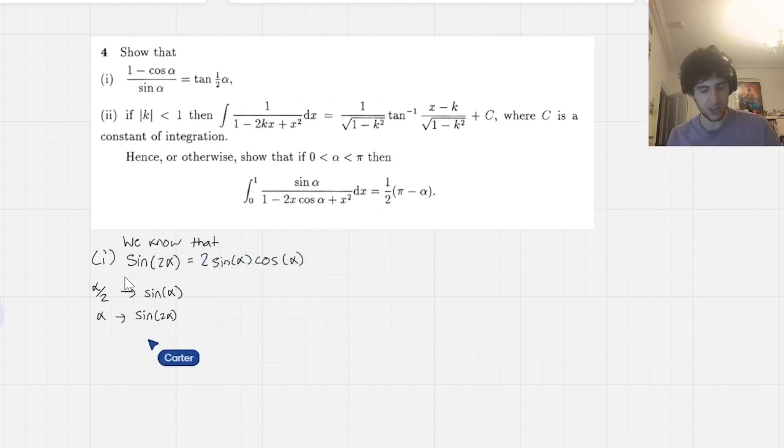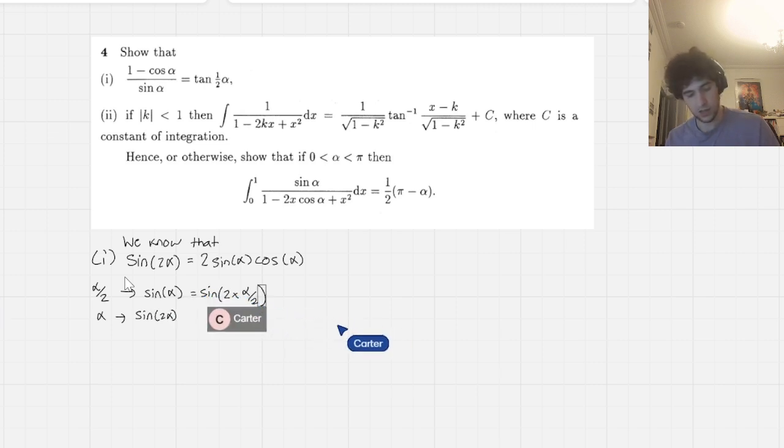But equivalently, if you give me alpha over 2, I can tell you sine of alpha, since that is the same as sine of 2 times alpha over 2, which ends up being 2 sine of alpha over 2 cosine of alpha over 2.